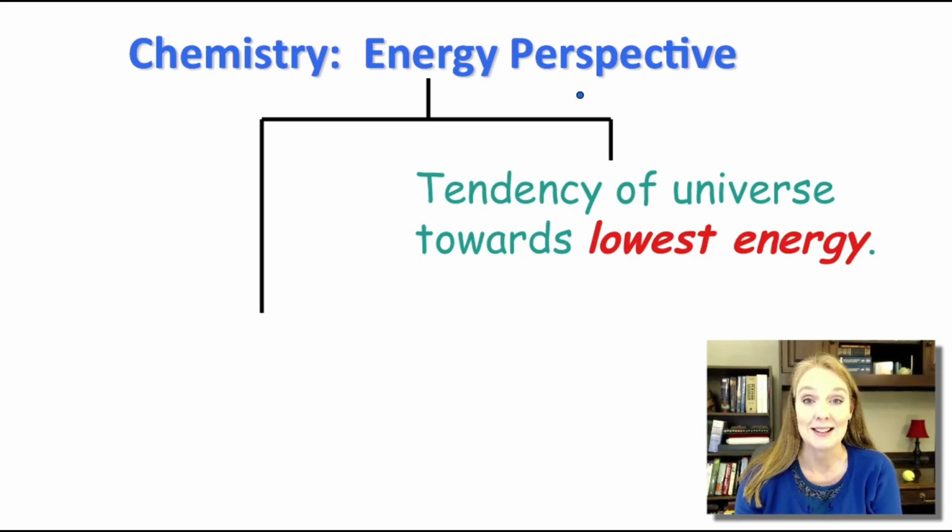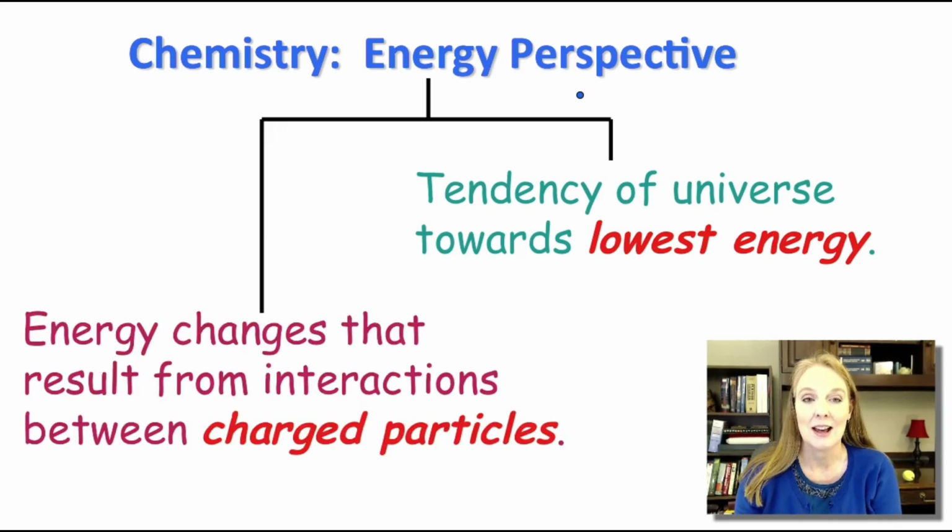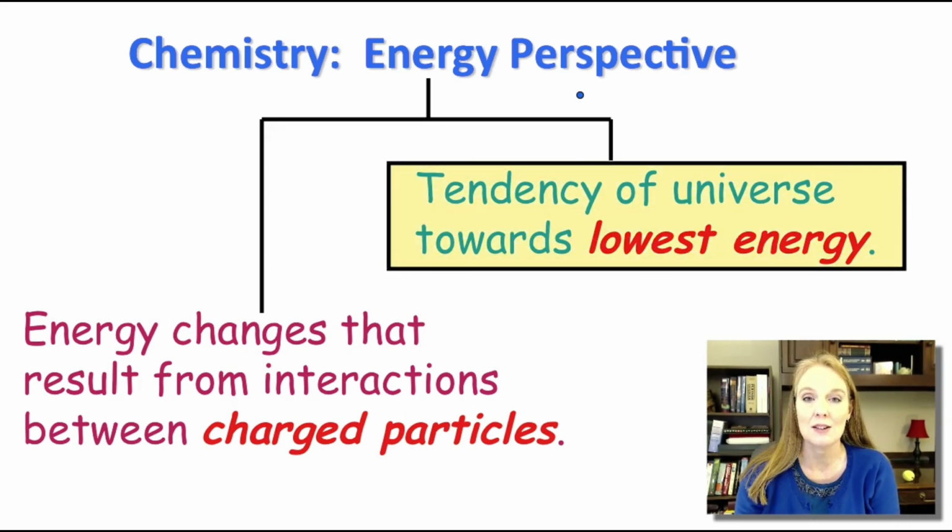The second thing we'll be considering in this class, that comes up a lot because of the way that atoms are put together from charged particles, is the fact that there are energy changes that can result from interactions between those charged particles. But before we get to that, let's just start by talking about energy generally and consider the tendency of the universe towards the lowest energy by doing some examples.